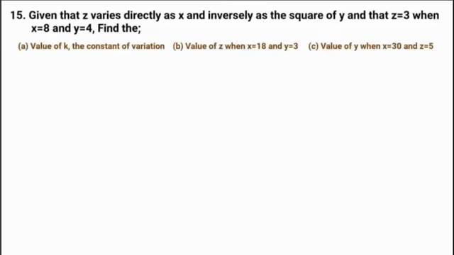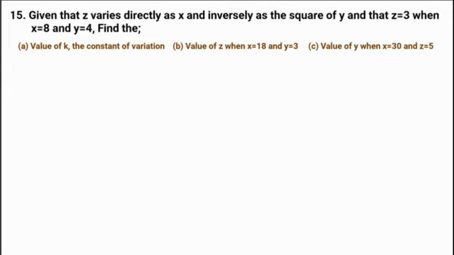Okay, so question 15 was as follows. Remember in the question paper there is no word directly, so I just thought maybe it was skipped. It should be direct. So the question is, given that z varies directly as x and inversely as the square of y, and that z is equal to 3 when x is equal to 8 and y is equal to 4, find the value of k, the constant of variation.